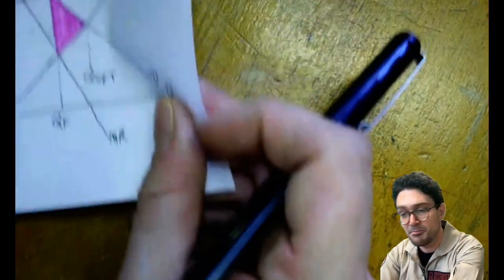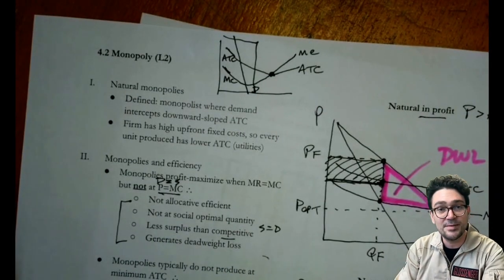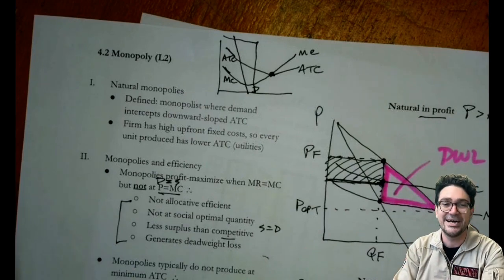So market failures abound when we talk about monopolies. Hopefully this helped you understand natural monopoly and also markets and efficiency.